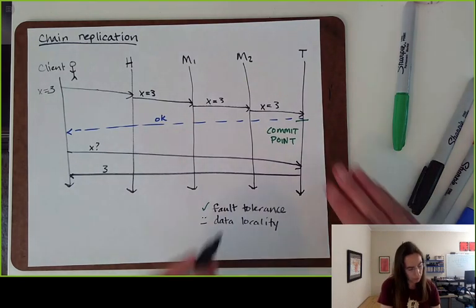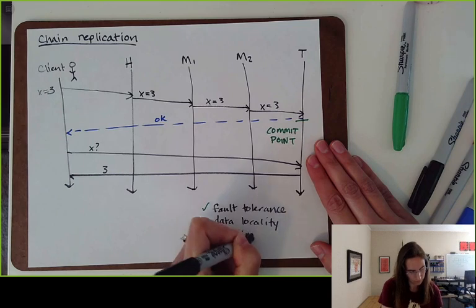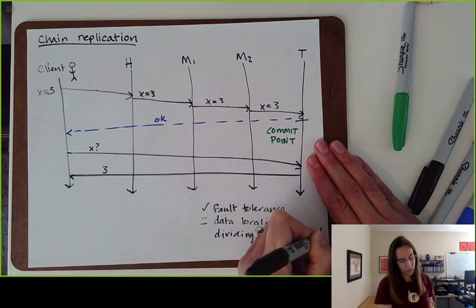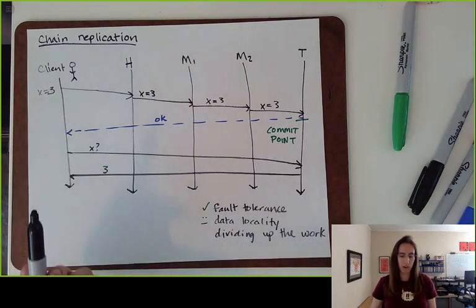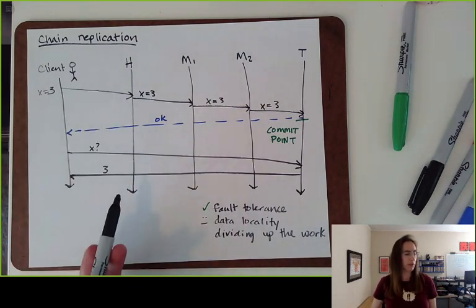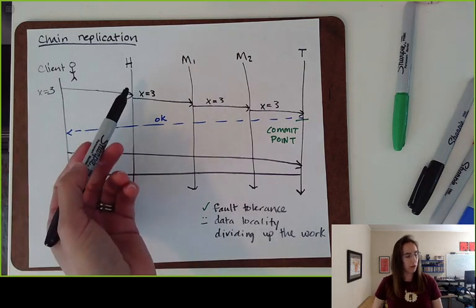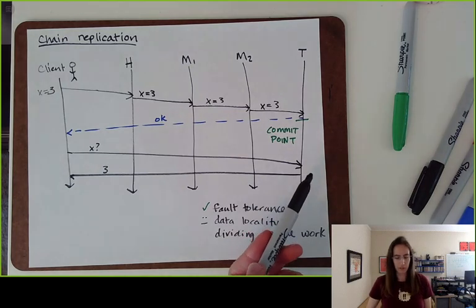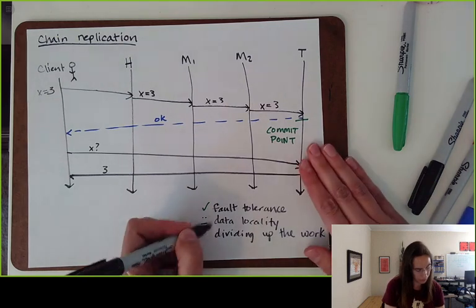What about dividing up the work? It's a little bit better in that respect. So instead of having all of the writes and reads go to one replica, instead we're having the writes go to one replica and the reads go to another. So this is kind of nice, right? It splits up the work in that respect. So we're doing a little bit better on dividing up the work.